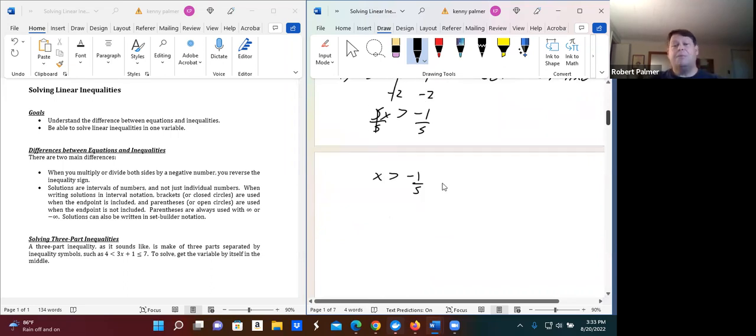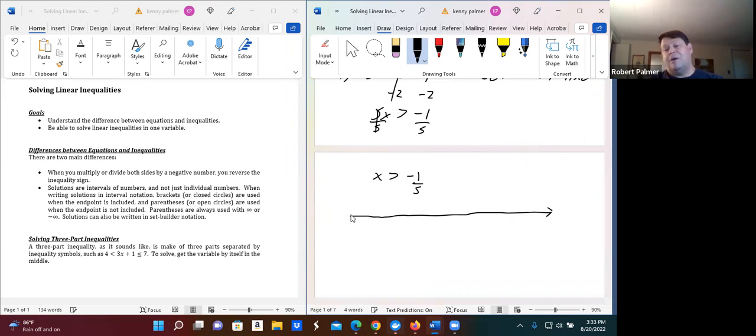Okay, now first let's graph that. And then from that, we'll be able to write out our interval. Okay, so here's 0. So -1/5, of course, is this side. Here's -1/5. In this case, once again, it's not the or equal to, it's just greater than. So we use an open circle to indicate that the endpoint is not included since it doesn't have the or equal to part. This is greater than that, so everything to the right of -1/5. So graphically, that's what our solution looks like.